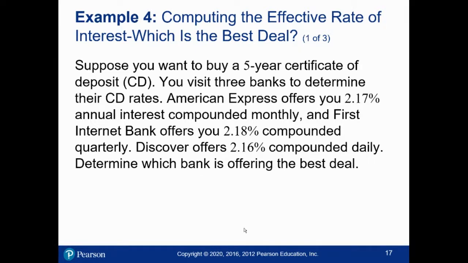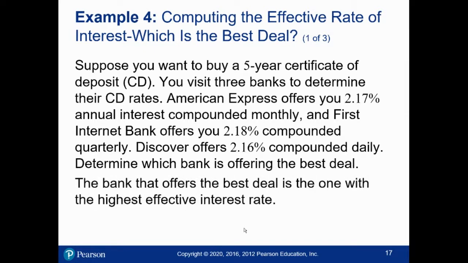2.16% daily compounding. There's no obvious one that's worse, okay? Basically, they follow this scale of a slightly lower rate at more frequent compounding. 2.18 is the highest rate, but only once a quarter. 2.17 would be every month, and 2.16 is lowest, but it's compounded every day. So which one's actually the best? So we're going to compute the effective rates of interest and see which one is highest.